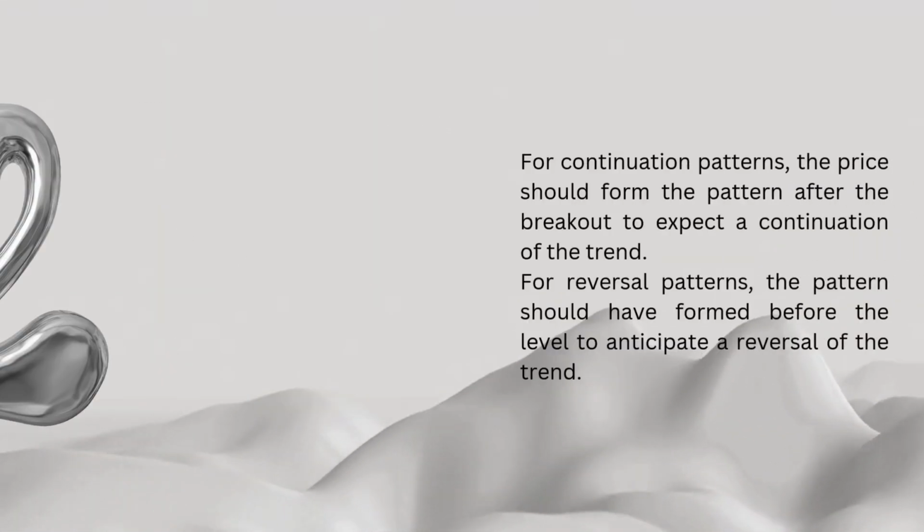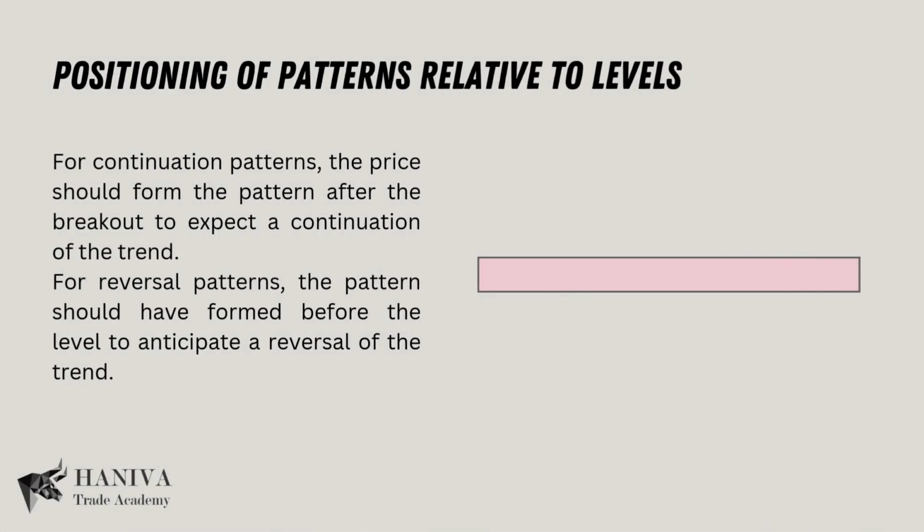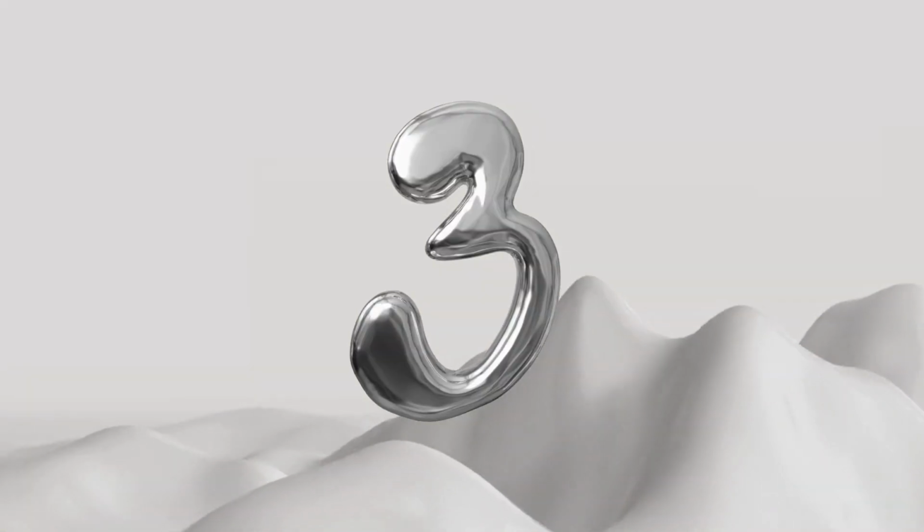2. Positioning of patterns relative to levels. For continuation patterns, the price should form the pattern after the breakout to expect a continuation of the trend. For reversal patterns, the pattern should have formed before the level to anticipate a reversal of the trend. For example, if we have a wedge pattern after the breakout, we should no longer expect a reversal movement, and the price is likely to continue as the wedge pattern is formed to fill orders.